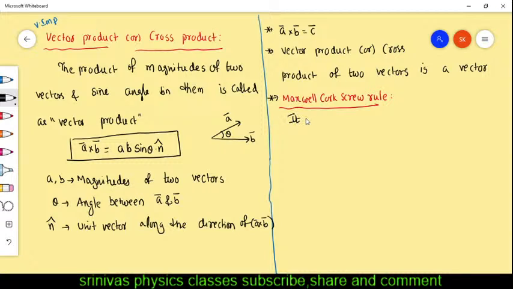It is used to know the direction of a bar cross b bar, or c bar. A bar cross b bar only we are considering as c bar, right? When a bar and b bar are two vectors, when you find the cross product of the two vectors, you get one more vector. That vector's direction is given by the corkscrew rule.